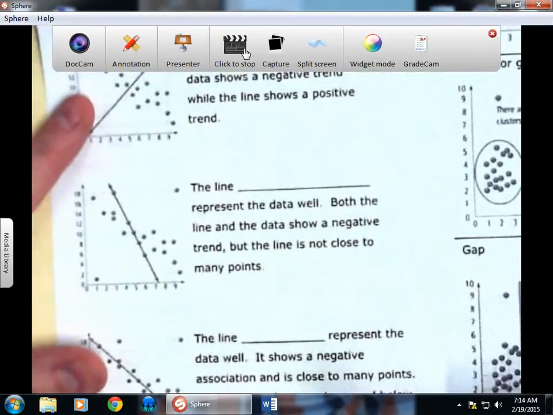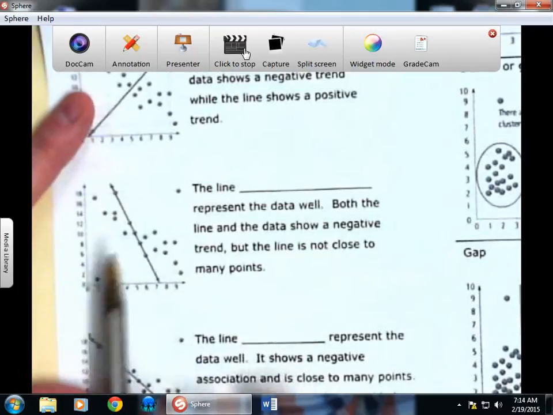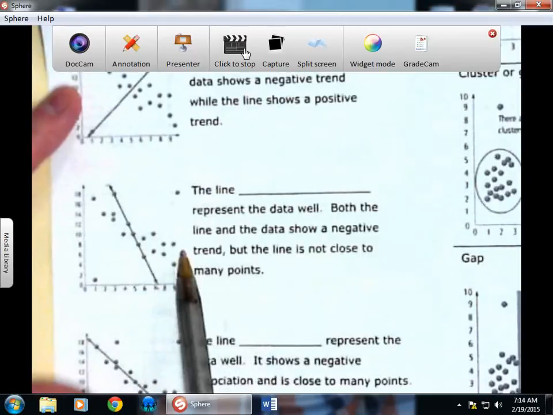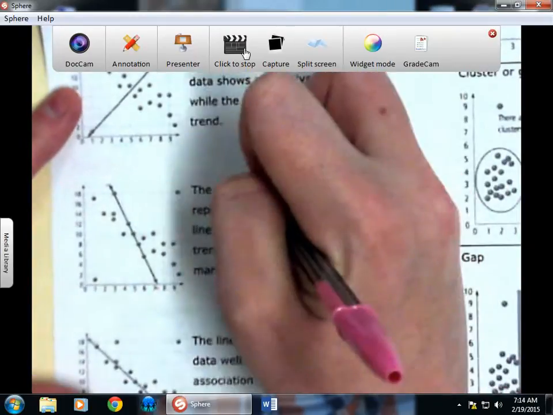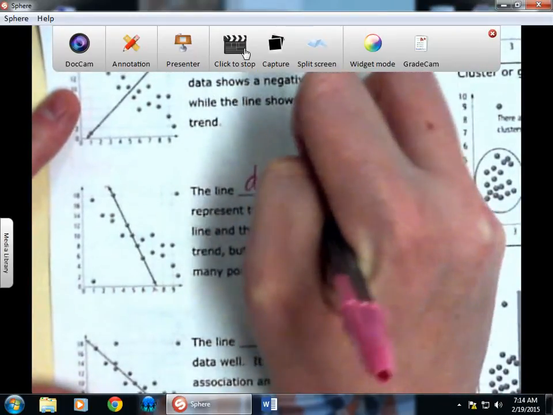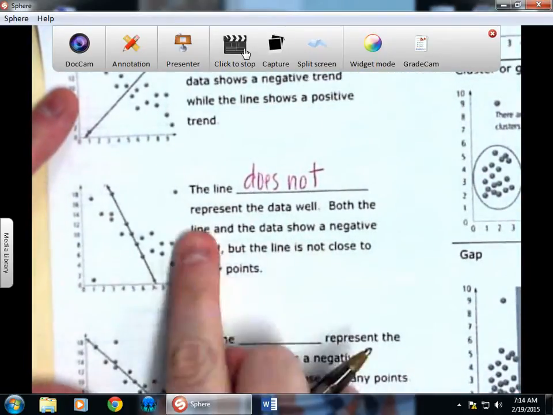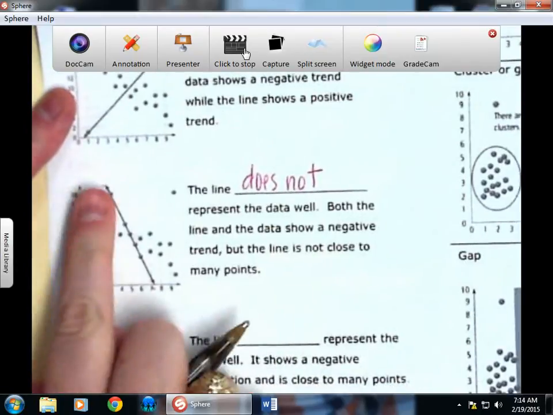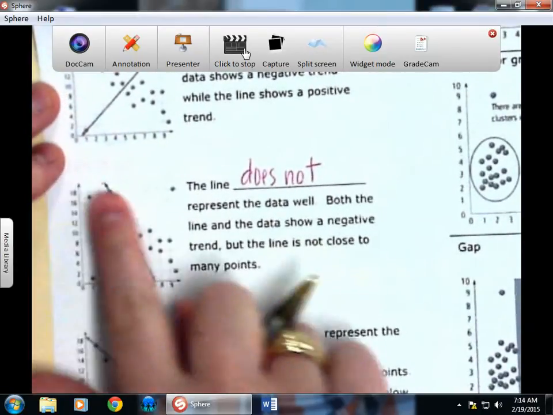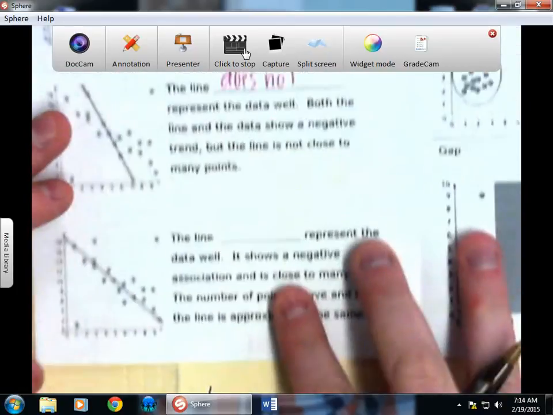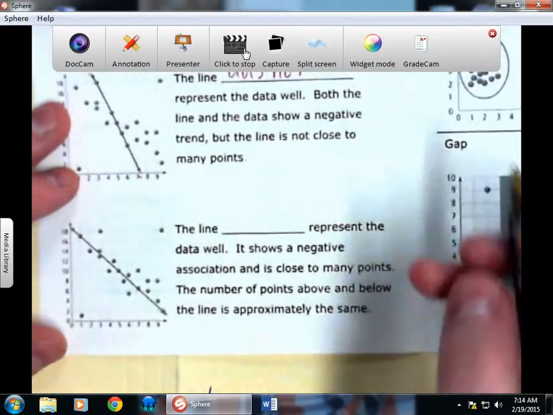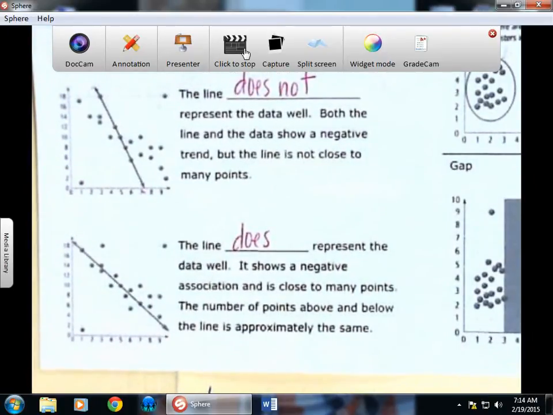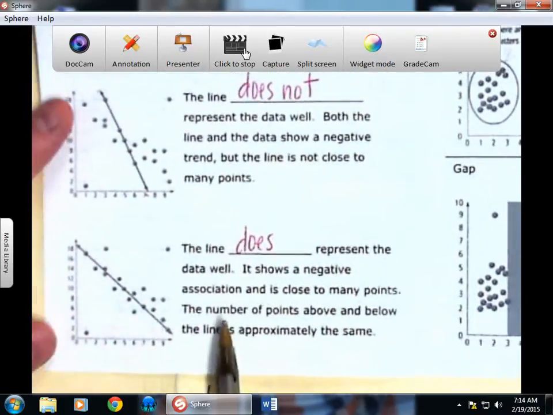So the last one, the line does represent the data well. It shows a negative association and is close to many points. Then it says the number of points above and below are approximately the same. If you were to kind of count the number of points below, 1, 2, 3, 4, 5, 6, and then above 1, 2, 3, 4, 5, 6, 7, so it's approximately pretty close. So this is an example of a trend line, or a line of best fit, that is representing the data pretty well. So I want you to circle that or put a cloud around it. That's what you're going to be looking for.